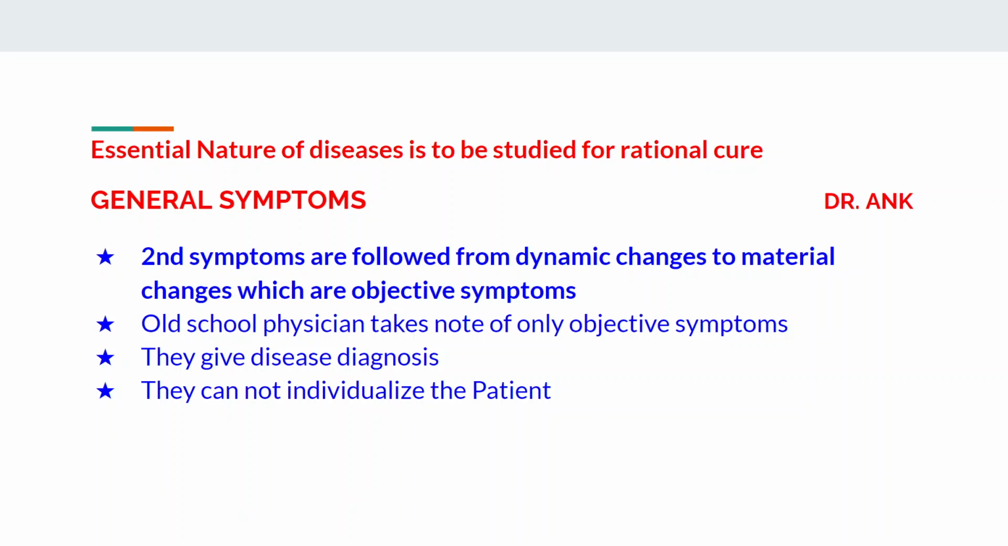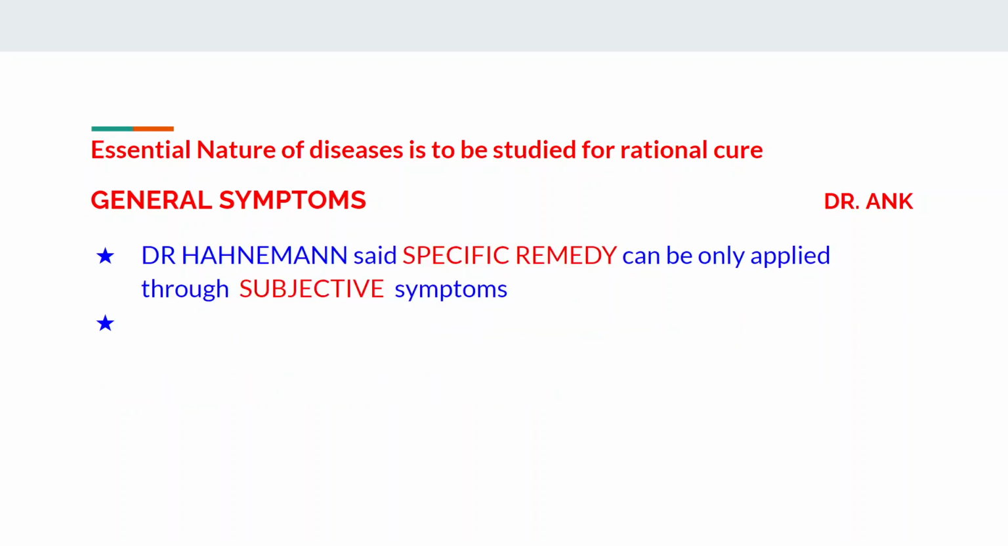So secondary symptoms follow from dynamic changes to material changes, which are objective symptoms. The old school physician notes only objective symptoms. They give the disease diagnosis. They cannot individualize the patient. Dr. Hahnemann said a specific remedy can be applied only through subjective symptoms based on individualization.